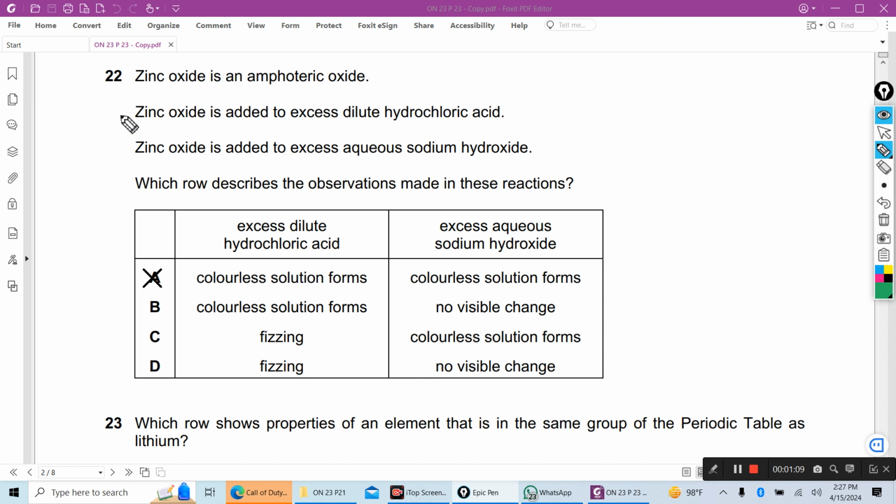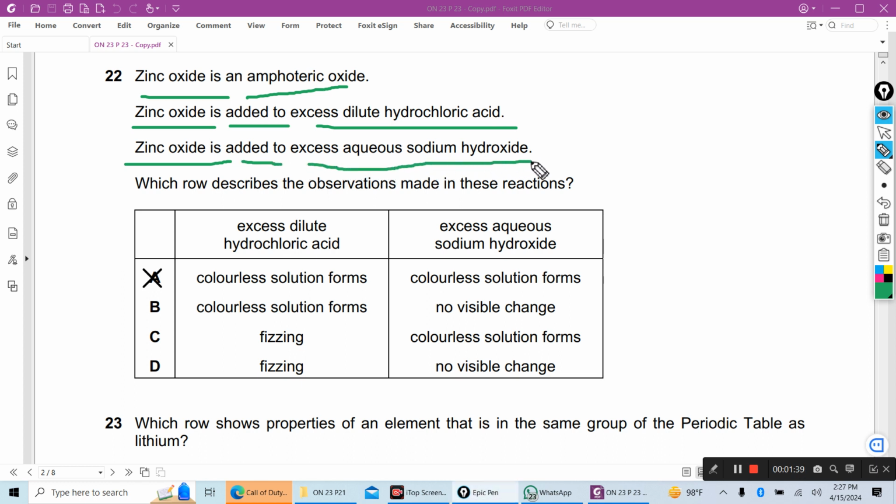Question 22. Zinc oxide is an amphoteric oxide, and you know amphoteric oxide works as acid and base. Amphoteric oxide has both properties, acidic properties and also basic properties. Now zinc oxide is added to excess dilute hydrochloric acid. Zinc oxide is added to excess aqueous sodium hydroxide. Which row describes the observation made in this reaction?